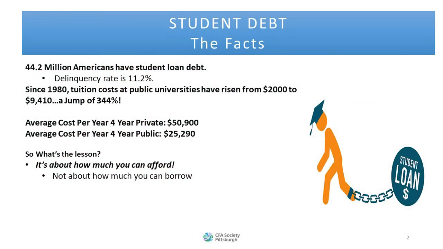Let's look at some facts. Over 44 million Americans have student loan debt. With those Americans, there's about an 11% delinquency rate. Since 1980, tuition costs have risen over 344%. So currently, as it stands, the average cost per year of a public university is a little over $25,000. So you may ask yourself, what's the lesson? It's about borrowing how much you can afford, not borrowing as much as possible.